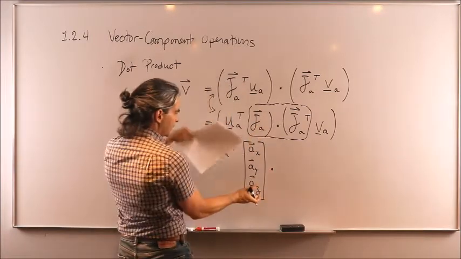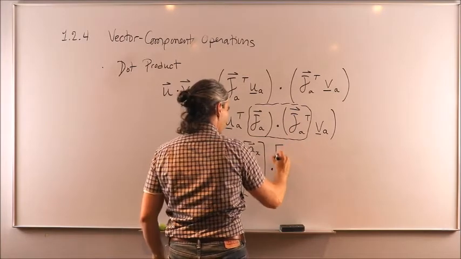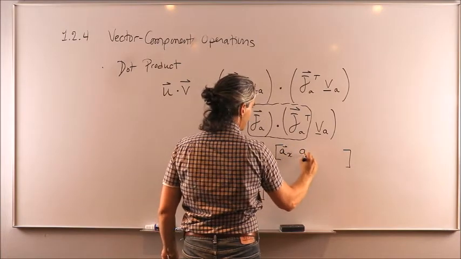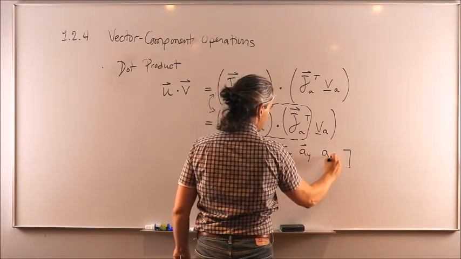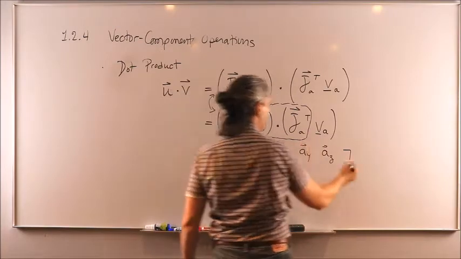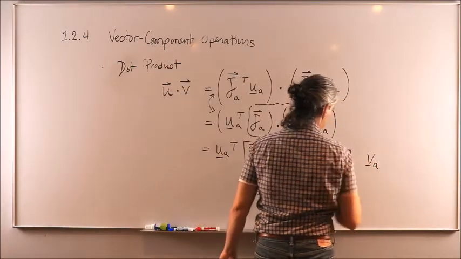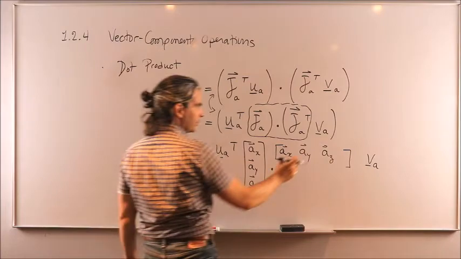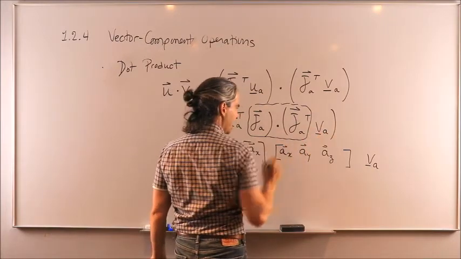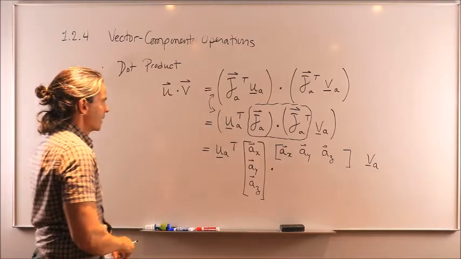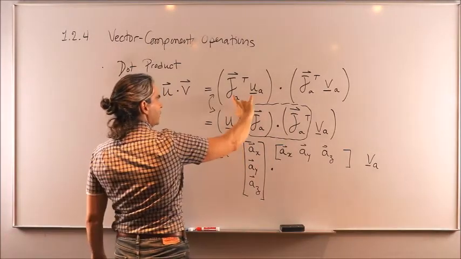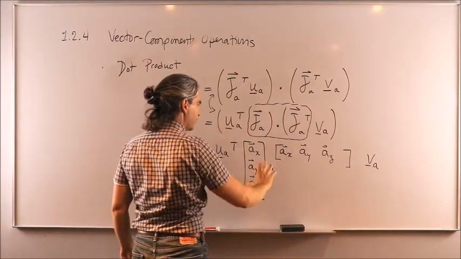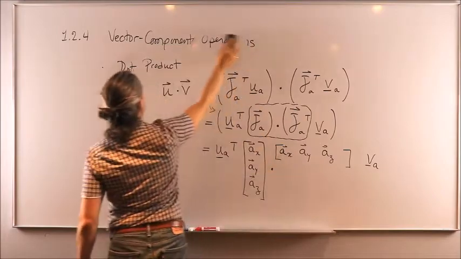The transpose of a 3 by 1 is going to be a 1 by 3: ax vector, ay vector, and az vector, like this. And finally, times that 3 by 1 matrix that contains the x, y, z components of vector v in reference frame A, like that. And now you'll see why I decided to flip the order of these two guys here to write it this way, because the dot product of this and that is going to be easily dealt with.